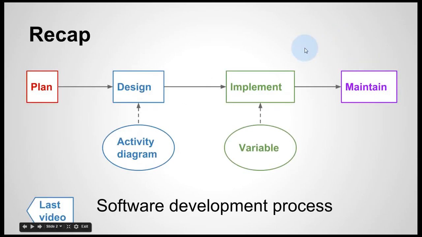So, recap first. Last video we learned about a very important concept. Software development process basically means the process to develop a software, a program, a feature, or in this case, a game. So it has 4 phases: planning, designing, implementing, maintaining. We also learned about activity diagram to support the designing phase and variables to support the implementing phase.